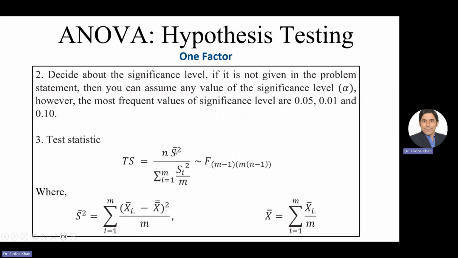The numerator has a chi-square distribution and the denominator has a chi-square distribution, and the ratio of the two chi-square distributions is an F distribution with m minus 1 and m times (n minus 1) degrees of freedom. These two are the degrees of freedom. One comes from the numerator and the other from the denominator. I will have a separate video on the degrees of freedom because this is very important to understand.